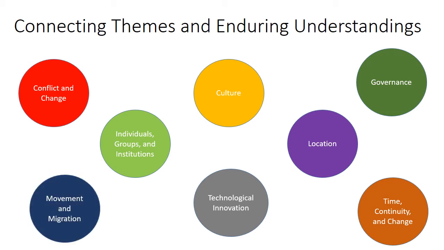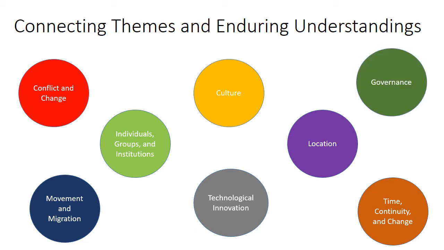Movement and migration. The movement or migration of people and ideas affects all societies involved. Culture. The culture of a society is the product of the religion, beliefs, customs, traditions, and government of that society. Technological innovation. Technological innovations have consequences both intended and unintended for society.